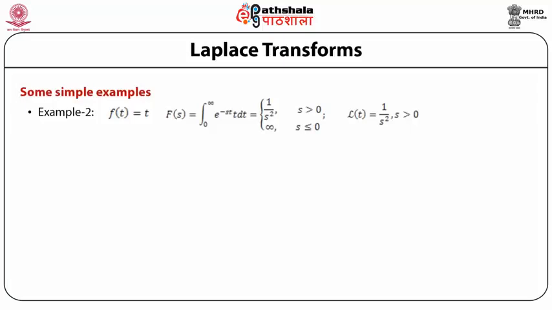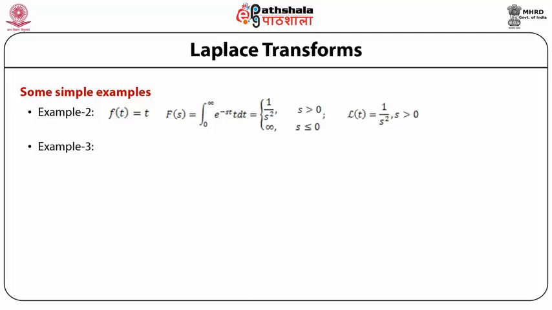Now the next example where f of t is equal to t. Its Laplace transform is defined as capital F of s is equal to the integral from 0 to infinity of e raised to power minus st t dt. This is equal to 1 by s square for s greater than 0 and is infinity if s is less than or equal to 0. Laplace of t is equal to 1 by s square for s greater than 0.